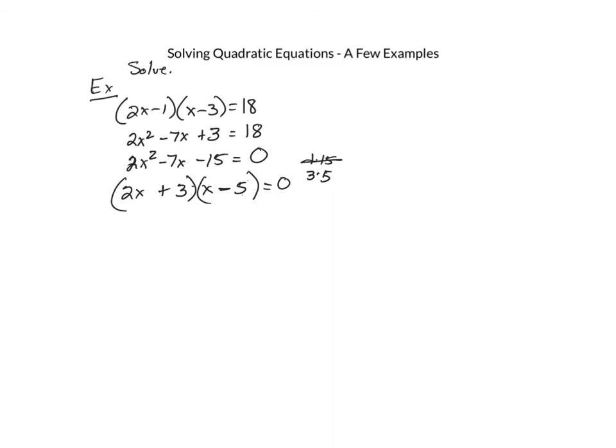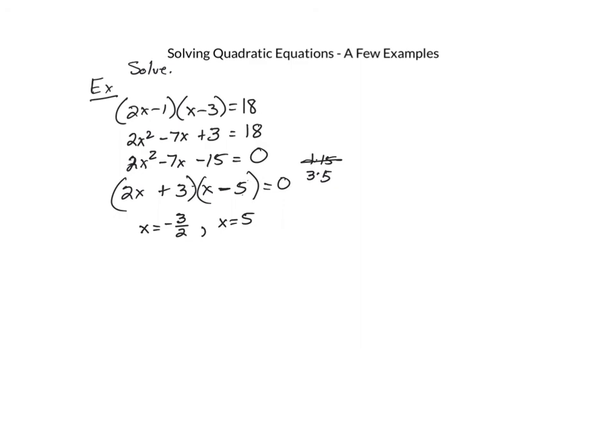So our solutions come from each factor. 2x + 3 gets set equal to 0. And if you solve that, you will find that x = -3/2. Completely okay to just go to the solution from here. x - 5 = 0 means that x = 5. You're finding the number that makes each of those individual factors equal to 0. And this one is complete.